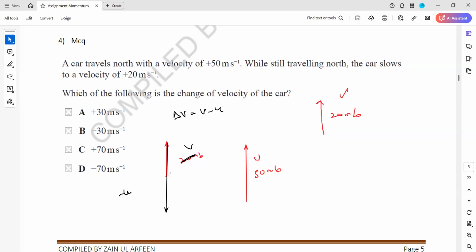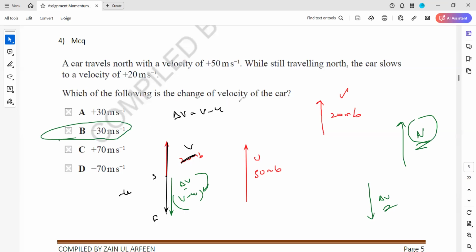Now, if I need the resultant, this was my starting point and this is my final point. The resultant is always from the tail of the first to the head of the last. When I join, I will get V minus U. So you can clearly see the direction of V minus U is downward, and originally the object is moving towards north, upward. So the direction of the change in velocity is opposite to the original direction. That's why we got negative 30. Is it clear?